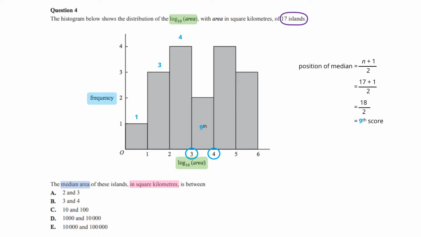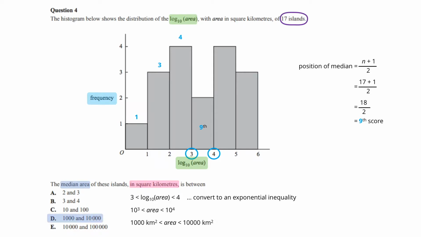Now remember that this is log in base 10 of the area. So log in base 10 of the area is between 3 and 4. So we have to convert this logarithmic inequality to an exponential inequality. And this gives us the area between 10 to the power of 3 and 10 to the power of 4. In other words, the median area is between 1,000 and 10,000 square kilometers. So the answer we are after is option D.